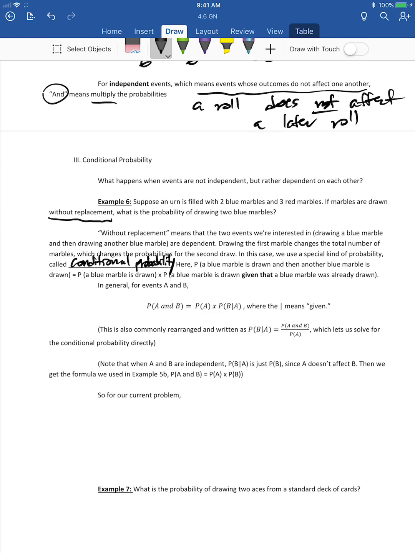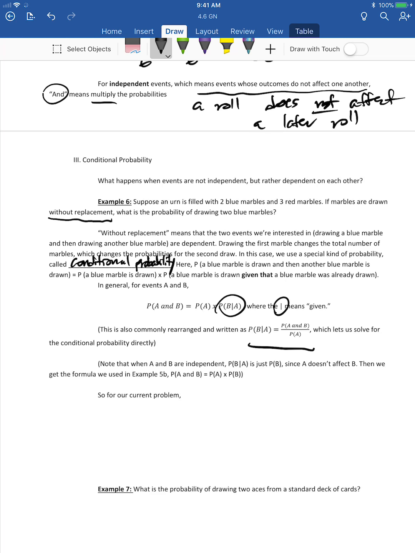So in general, for events A and B, the probability that A and B happen equals the probability that A happens times the probability that B happens given that A already happens. And then we have this straight up and down line that just means "given that." Note that we also sometimes rearrange this and write it so that we're solving for that conditional probability, the probability of B given A. That lets us solve for that conditional probability directly.